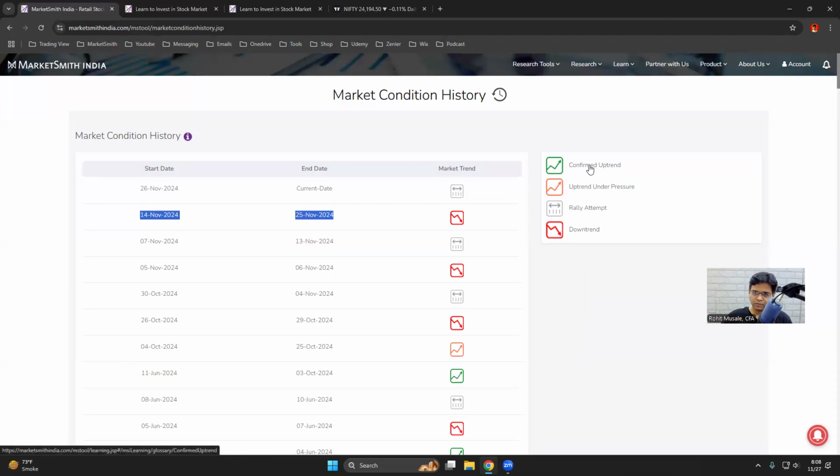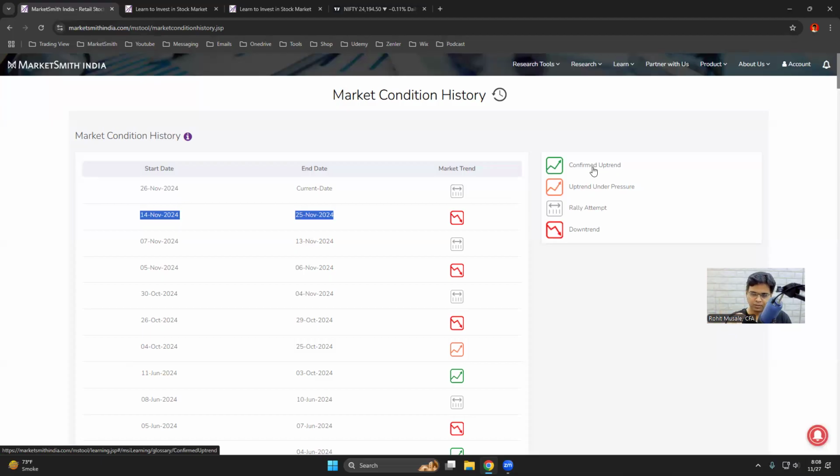Now, what is a confirmed uptrend? These two are states where you can actually buy. They recommend that you make your purchases when the market is in these two states. Very important now. When the market is in confirmed uptrend, they say that you have to buy fundamentally strong stocks. The emphasis is on fundamentals, not the technicals, which means even if the stock is not technically very strong but fundamentally strong, you could still buy the stock because the market is in a confirmed uptrend.